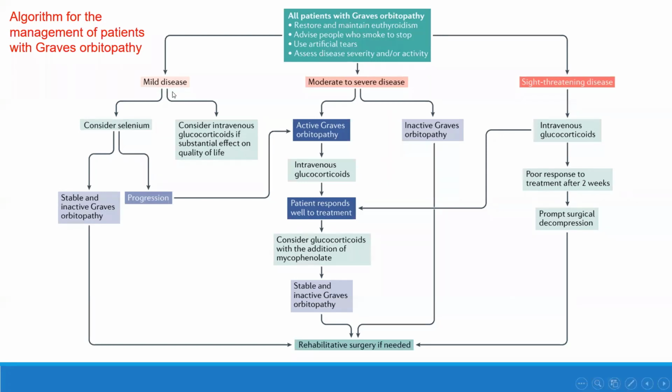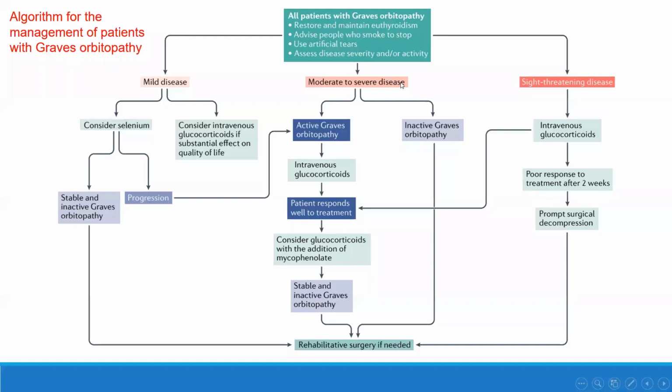If the patient has mild Graves' orbitopathy, we should consider selenium for 6 months if it is mild and recent. If mild Graves' orbitopathy, we can give intravenous glucocorticoid. Don't forget that the management of Graves' orbitopathy nowadays involves intravenous glucocorticoid, not oral glucocorticoid. Intravenous glucocorticoid is better than oral glucocorticoid. So in mild disease, we can consider intravenous glucocorticoid if there is a substantial effect on the quality of life.